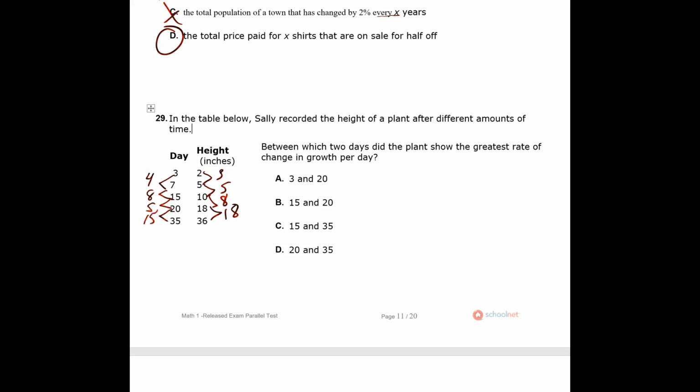All right, so the rate of change would be 3/4. The other one will be 5/8 because it's changing y over changing x. The other one will be 8/5. And the last one would be 18/15. All right, 3/4 and 5/8 are less than the whole, so we know those are out. But 8/5, 8 divided by 5 gives me 1.6. And then 18 divided by 15 gives me 1.2. So 8/5 is the largest fraction. So that's between 15 and 20, which is B.